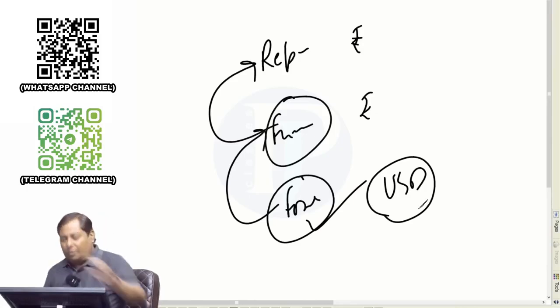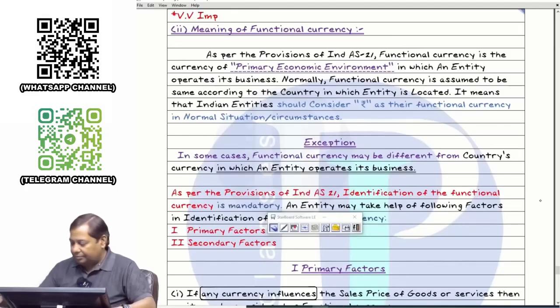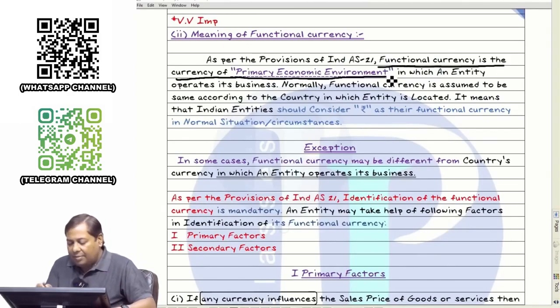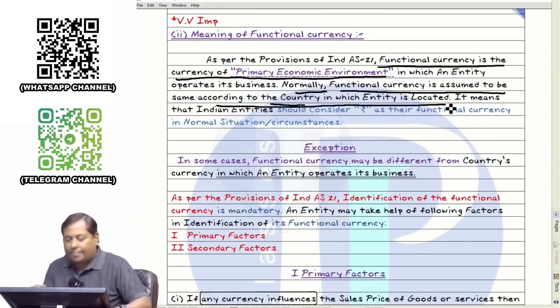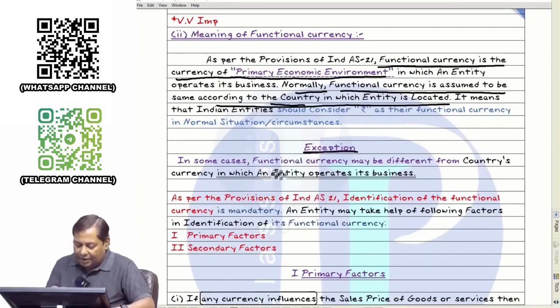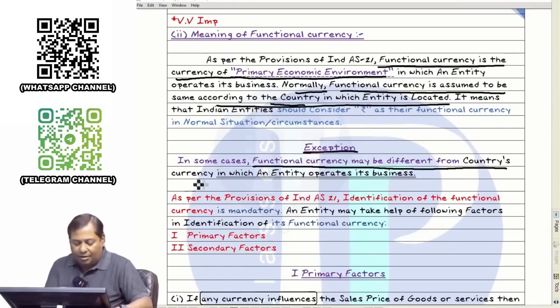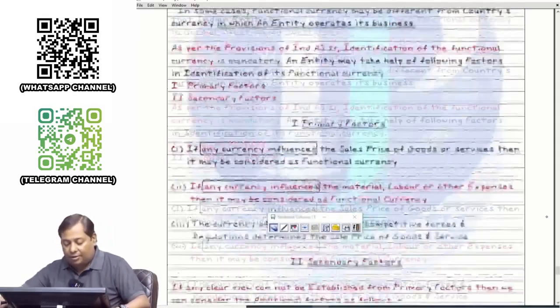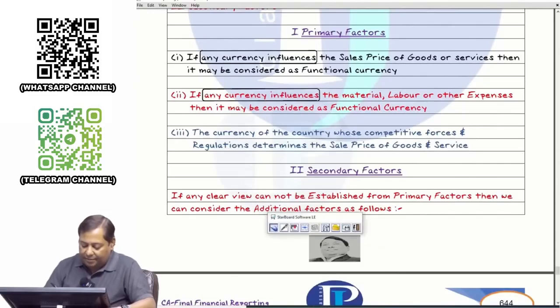I explained all of this to you in class. I'll check it out. It was our functional currency. Functional currency is the currency that you work in its primary economic environment. Normally, the functional currency is the same as where your business is located, the country. Sometimes what happens is an exception occurs. In an exception, the functional currency becomes different from your reporting currency. There are two factors for that: primary factor, secondary factor. Primary 3, secondary 2.